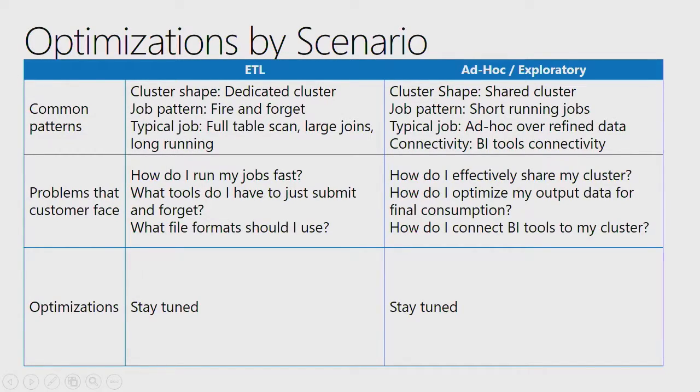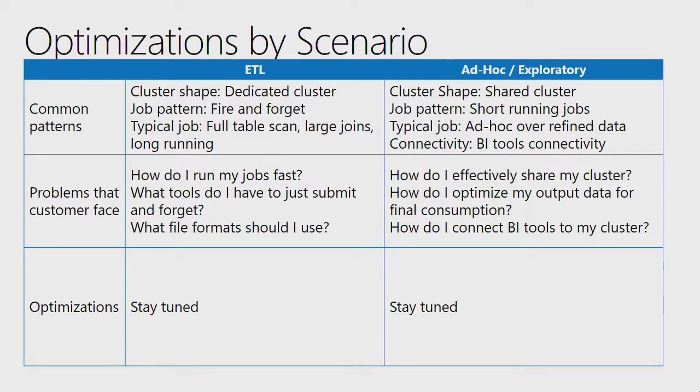The problems that customers or developers face here is, how do I run my jobs fast? Secondly, what tools do I have to run my jobs programmatically? And finally, what file format should I use to make the jobs run faster? At this stage, we're going to talk about more optimizations. After the end of the presentation, we will fill the last row, which is the optimizations. So that's the ETL side.